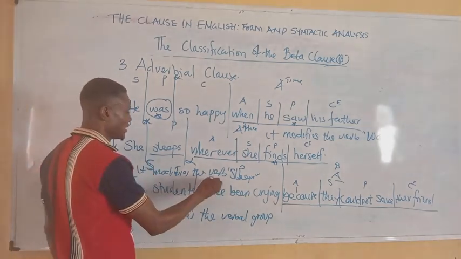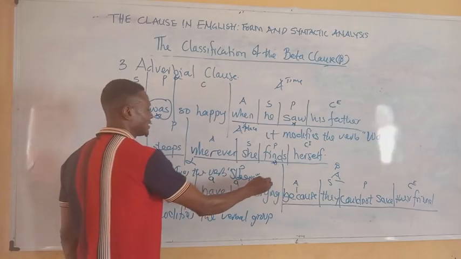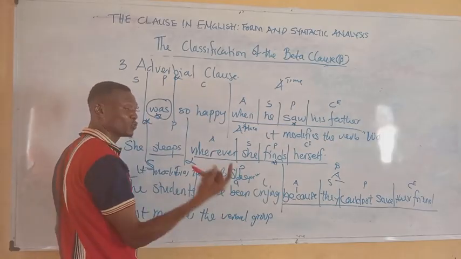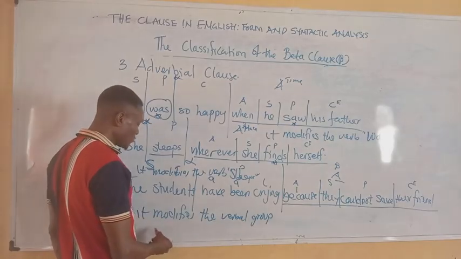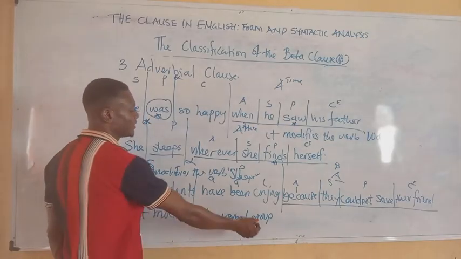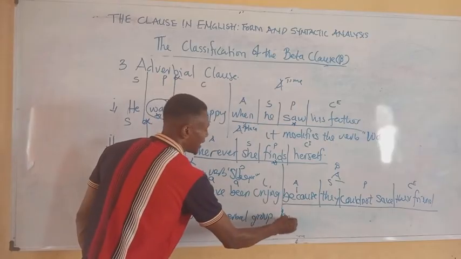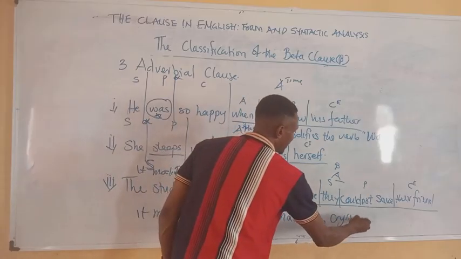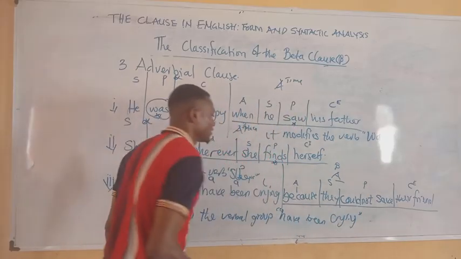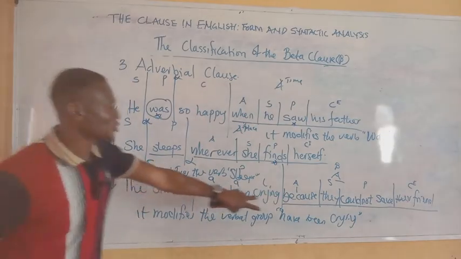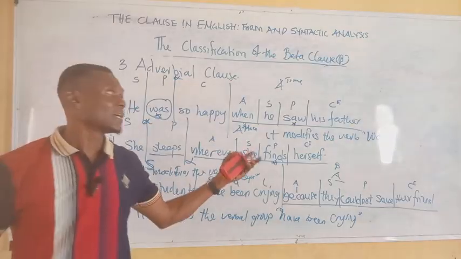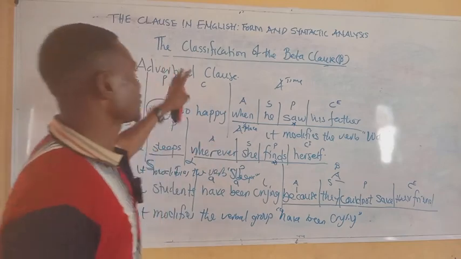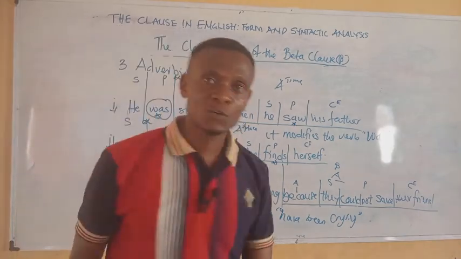So here will be auxiliary, auxiliary, lexical. So this is a group now. Either you call it group or phrase. So we have a verbal phrase. So the answer will be: it modifies the verbal group have been crying. This is the grammatical function of the underlying expression. I know if you are following me, you will understand the classification of a beta clause.